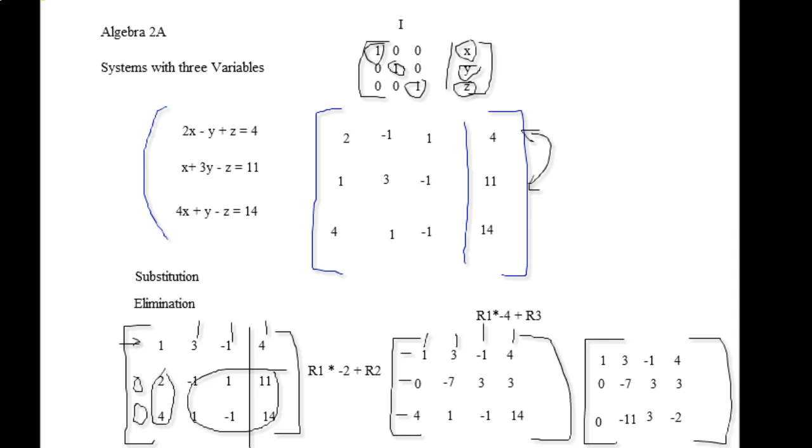let me write this down on a piece of paper so I can reproduce it on the next slide. It's 1, 3, negative 1, 4, 0, negative 7, 3, 3, 0, negative 11, 3, negative 2. Okay. Alright, so we go to the next slide.